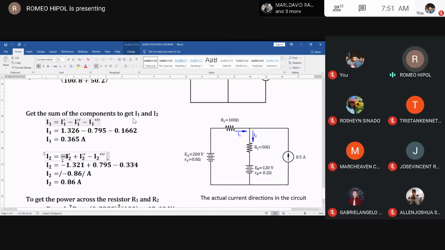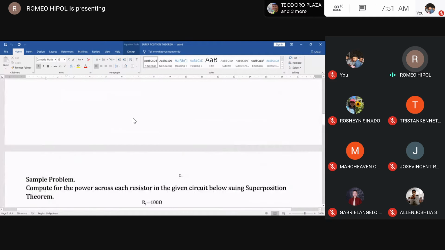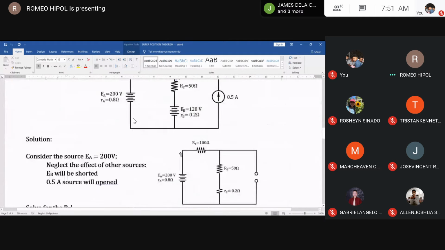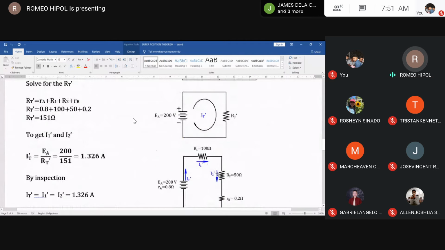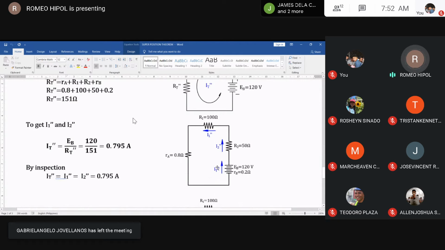So, yung I2 natin is negative, I2 prime. Bakit? Nag-set tayo ng upward direction initially. And for I2 prime, we have a downward direction with respect to the effect of E sub A. So, magiging negative. Then for I2 double prime, upward, so we set positive.